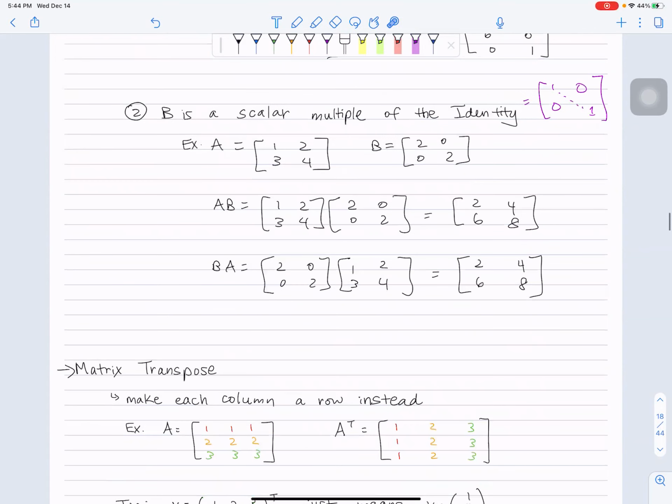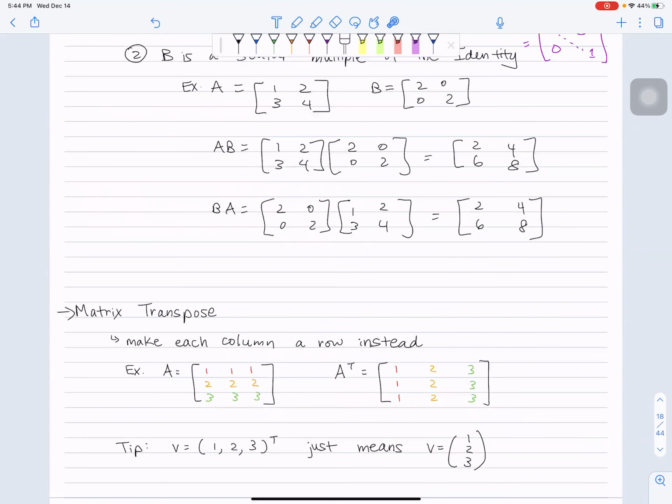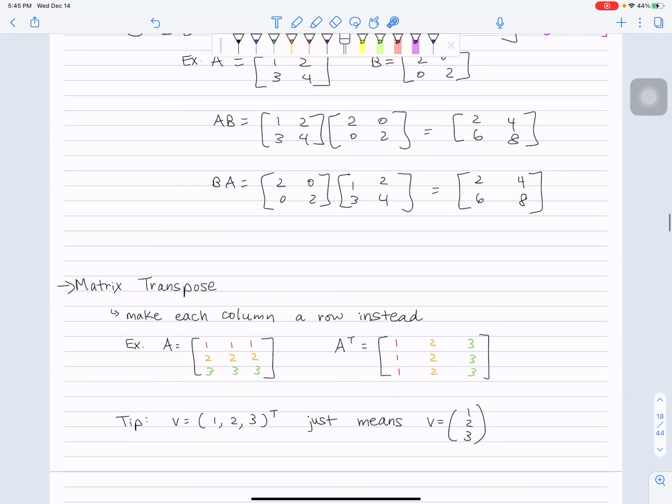Okay, matrix transposes. Let's recall how to do transposes. You look at your matrix, you take each row and you write it as a column instead. So here I've color coded it. You have all the ones in the first row. When I take the transpose, I move the ones here. I take the second row and make it my second column, third row, third column. And sometimes in questions, they say like this vector transpose. That's just because it's harder to type out a vertical vector in LaTeX. So you would just write 1, 2, 3 transpose. But what it really means is this vector 1, 2, 3.